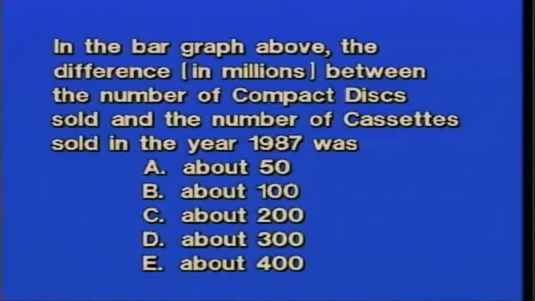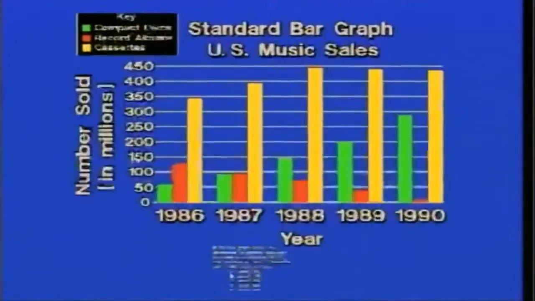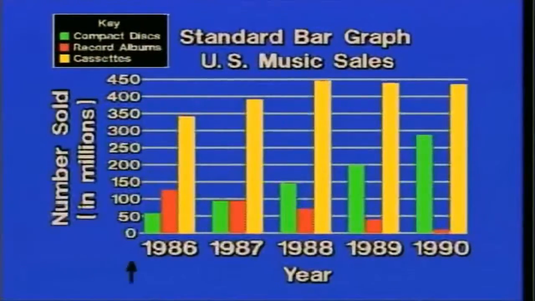Now, notice that it says 1987, and we're comparing CDs with cassettes. So we would go back to the graph, identify the particular year, 1987, look at the green and the yellow, that's the CDs and the cassettes, and then our attention would be turned to the left side, the vertical axis, and we would be looking at the difference between these two levels. So we're thinking about the difference between 100 million, 400 million, gee, that's about 300 million, so we would make the selection for 300 million.